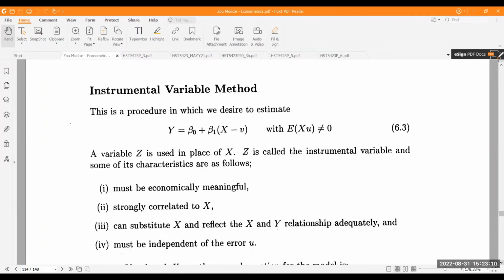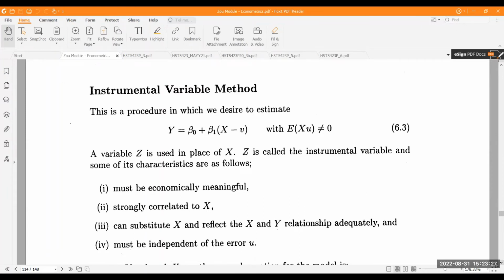Can we move on to the next method? It's called the instrumental variable method. So I mentioned two methods here: inverse least squares and the instrumental variable method.